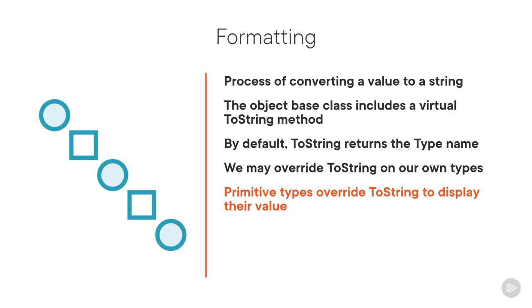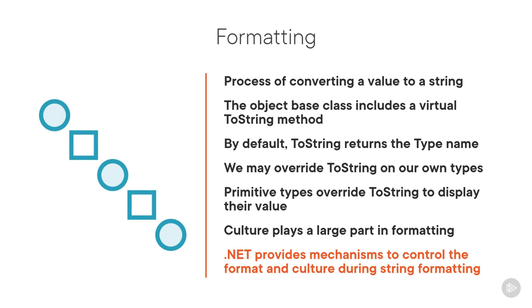In .NET, the ToString method of each primitive value type has been overridden to display the object's value, which is more meaningful than its name. It's essential to consider culture when formatting types, such as numbers and dates. Different cultural rules may dictate how these values appear when formatted as a string. .NET provides mechanisms to control the output format and the culture applied when formatting some of its built-in types.